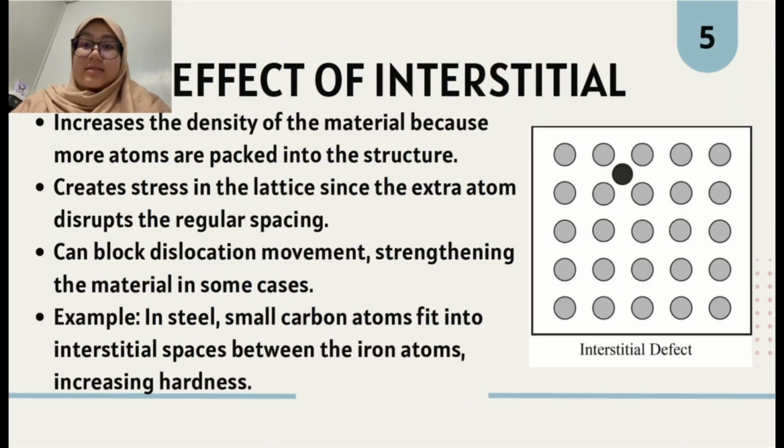Firstly, it increases the density of the material because more atoms are packed into the structure. Second, it creates stress in the lattice since the extra atom disrupts the regular spacing. And third, it can also block dislocation movement, strengthening the material in some cases. For example, in steel, small carbon atoms fit into interstitial spaces between the iron atoms. As a result, it increases hardness.